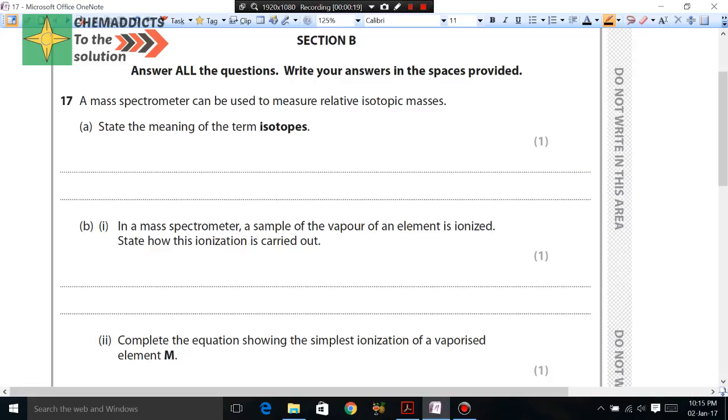Today we're going to solve Chemistry Unit 1 IAL May 2016, the recent question paper. Let's get straight to the question. At first, let us read the question. A mass spectrometer can be used to measure relative isotopic masses. State the meaning of the term isotopes. So the first question they have asked is to state the meaning of the term isotopes.